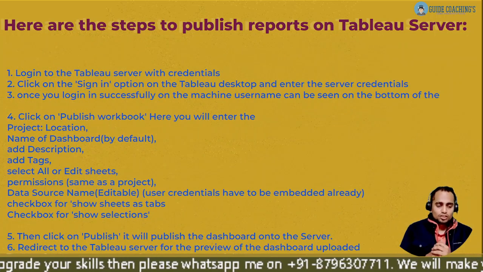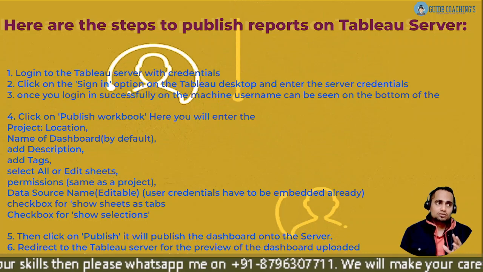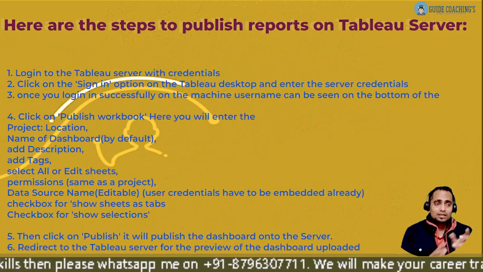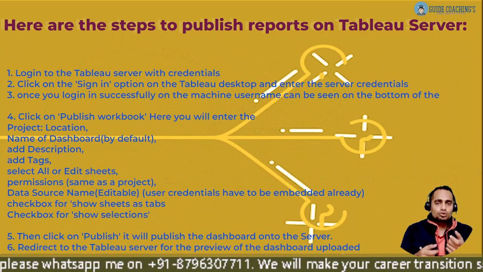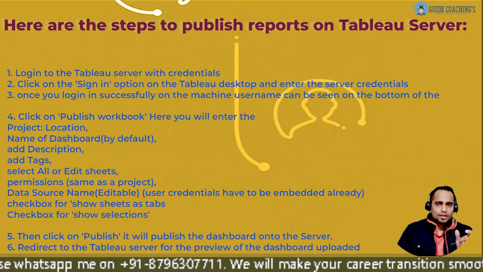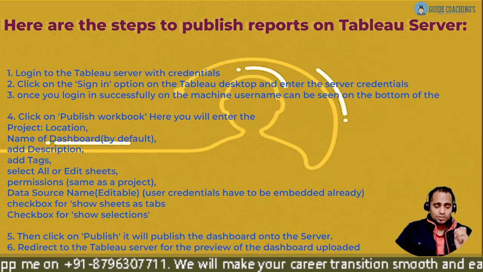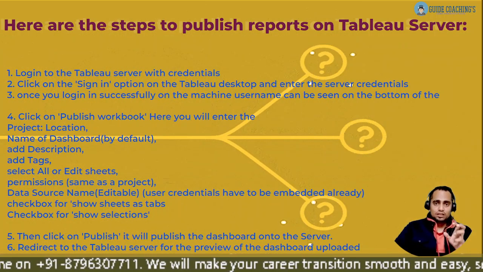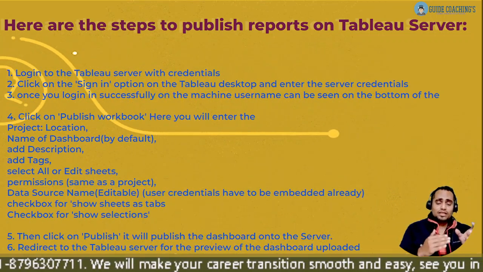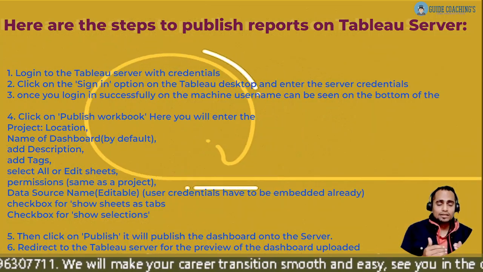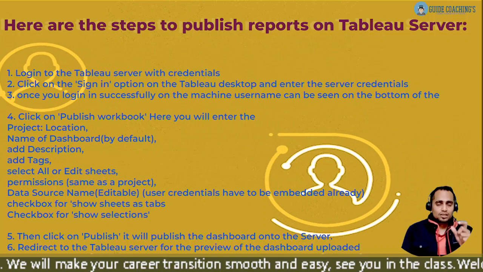Then the next option comes as select all or edit sheets. So here I have already told you that we will be selecting only the dashboard, or all the sheets with the dashboard, or we can select only the dashboard option and check it. Then the next option is permissions. These permissions are user based permissions. So what users can see, the list of users who can access this, we can add those users over there.